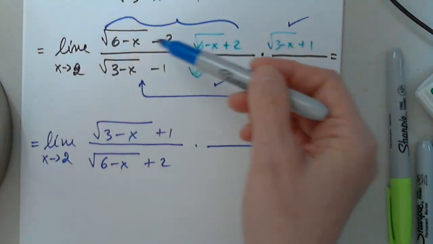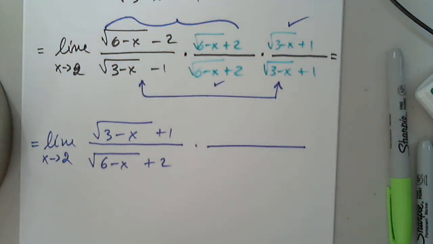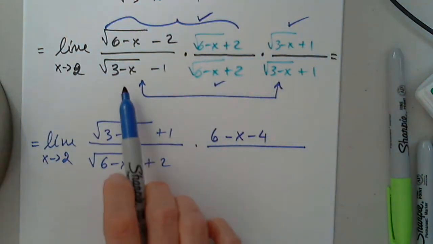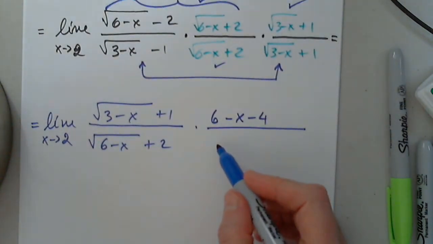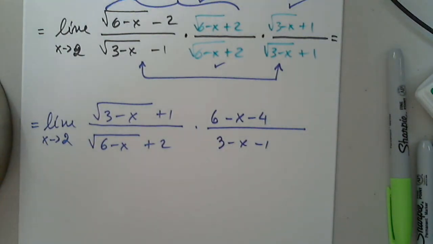Now, can anyone give us this product? And then somebody give us this product? Minus x plus only minus 4. Yes, 6 minus x minus 4. Perfect. So this is done. Thank you, Sean. And these two? 3 minus x minus 1. Perfect. So now I'm going to cover it for a second.